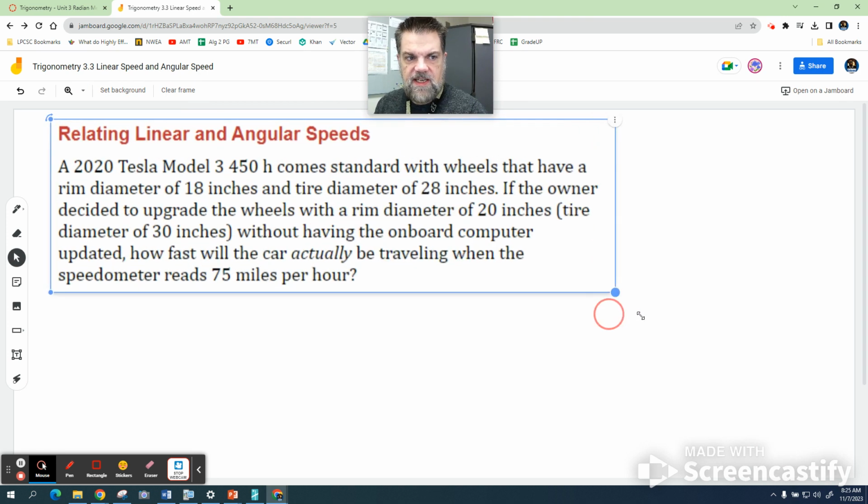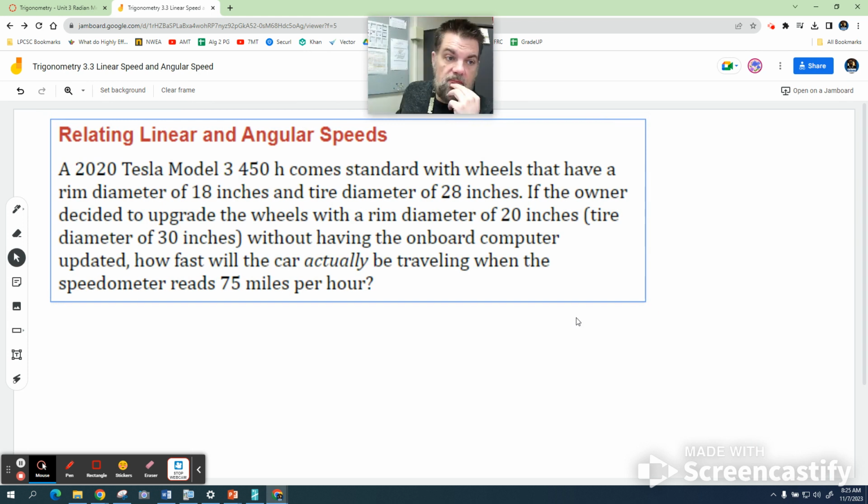So a 2020 Tesla Model 3, 450H is the actual model number. Comes standard with wheels that have a rim diameter of 18 inches and a tire diameter of 28 inches. If the owner decided to upgrade the wheels in the rim of 20 inches to a diameter of 30 inches without having an onboard computer updated, how fast will the car actually be traveling when the speedometer reads 75 miles per hour?